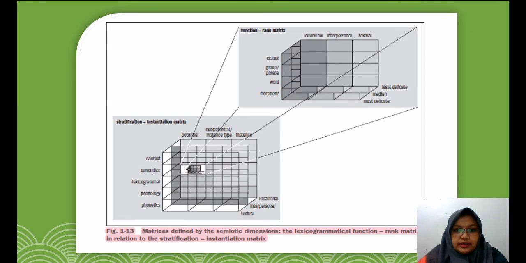We can look here. Every cell has its own rank here, and then we can see the tree of metafunction here: textual, interpersonal, and ideational. And in semantics is an example. There is a cell about clause, group or phrase, word, and also morpheme. And then from here, there is instantiation: potential, subpotential, instance type, or instance.